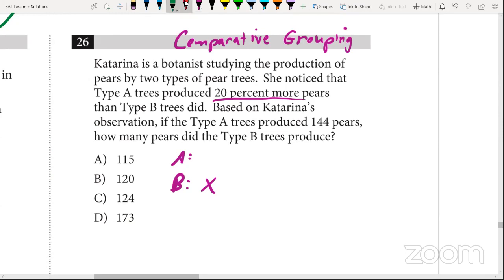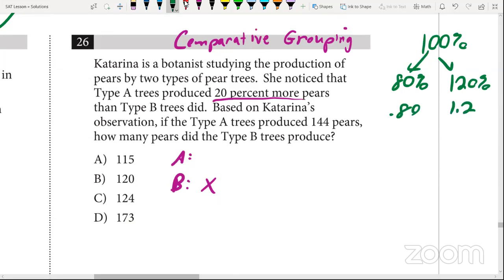And how do we find 20% more than something? Percents always start at 100. If you add 20%, it takes you to 120%. Taking away 20% takes you to 80%. And then you have them both in decimal form. So adding 20% is 1.2 times what we had before. So once again, A is built off of B. Therefore, B is the X, and A is whatever we're building off of X, which is 1.2 times X, 20% more.